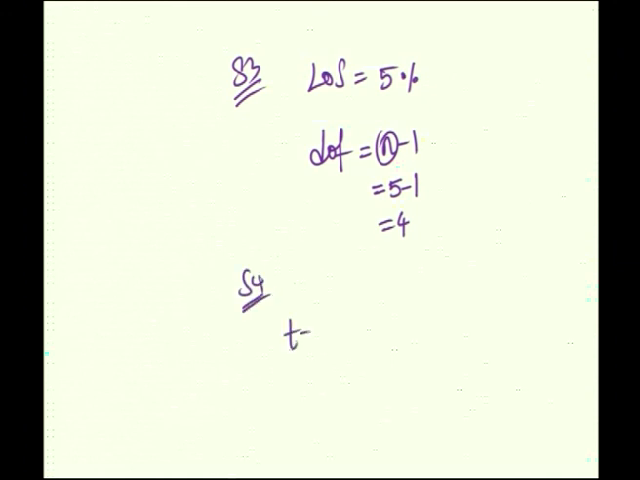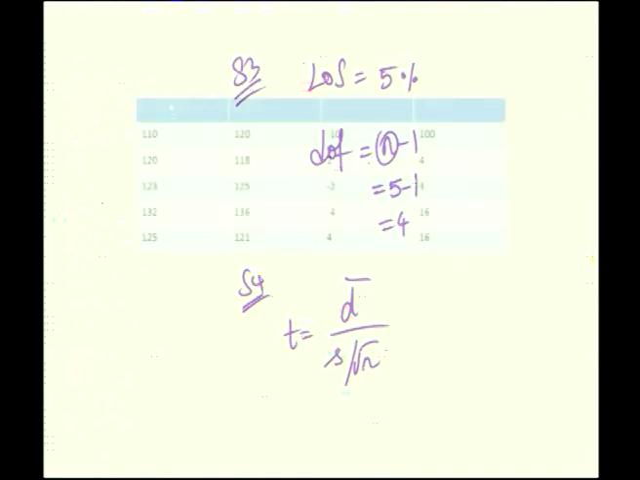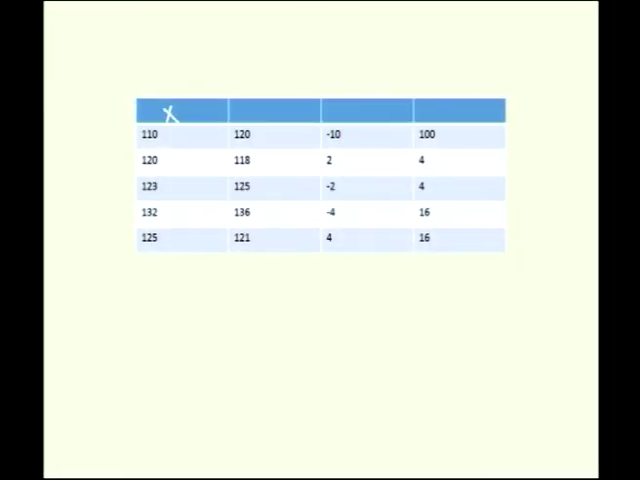Then step 3 is the level of significance part. Level of significance is 5% and degrees of freedom is n minus 1. N is the number of observations, 5 sets of observations are given, therefore 5 minus 1 is equal to 4. Step 4 is the t value, t is equal to d bar divided by s by root n. So, all this information is required. For that this tabular column will help you. This is x values, this is y, this is x minus y, d is equal to x minus y, and this is d square, where d square is x minus y whole square.